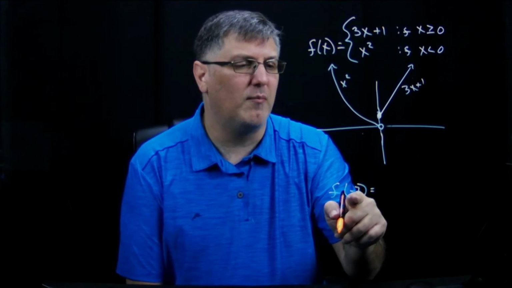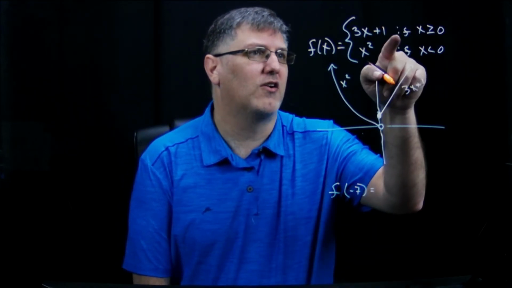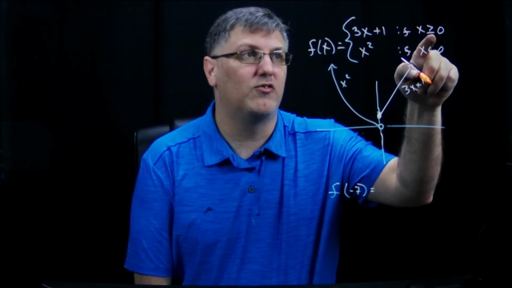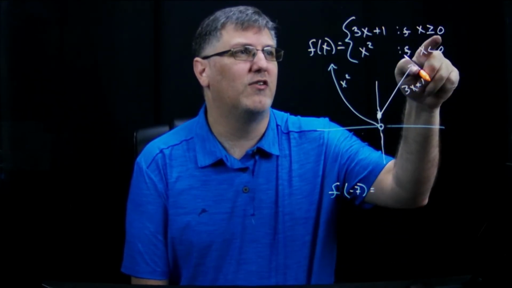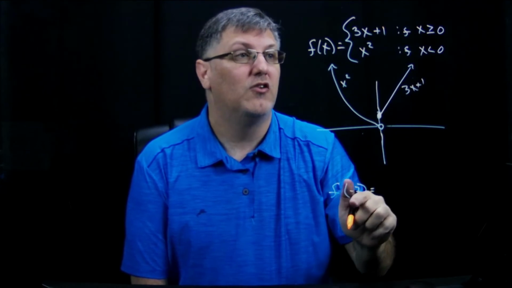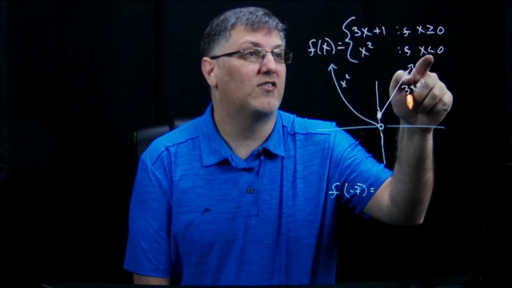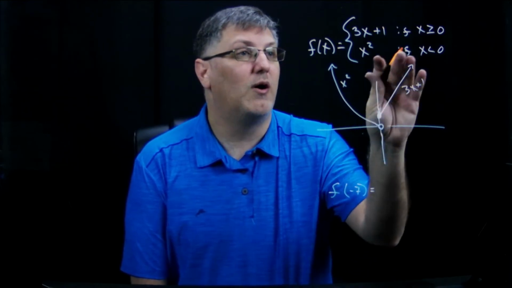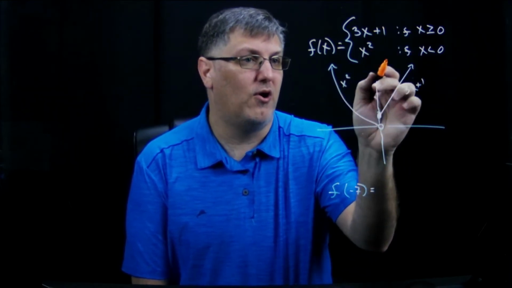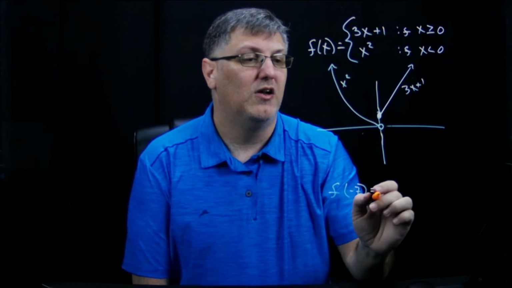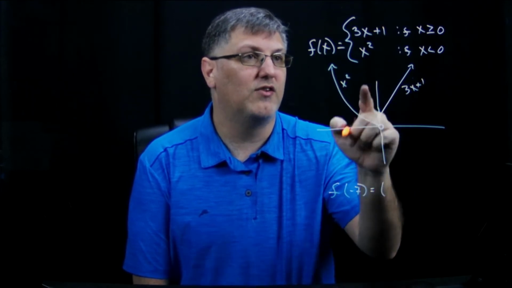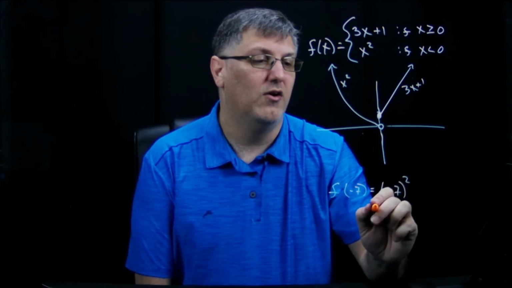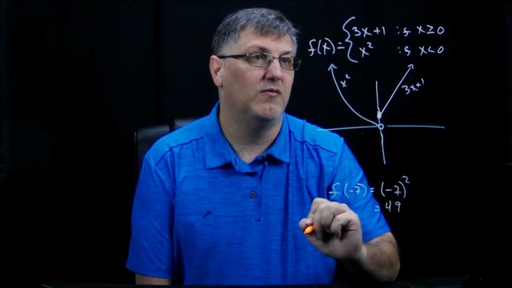So I'm going to look. All right, my x is -7. So I'm going to come over here and look. If x is greater than or equal to 0, is -7 greater than or equal to 0? No. So I'll go to the next one. If x is less than 0, so is -7 less than 0? Yes. So I'm going to use this part of the piecewise function. So I want to take the -7 and plug it in the bottom part. So I do -7 squared, which gives me 49.